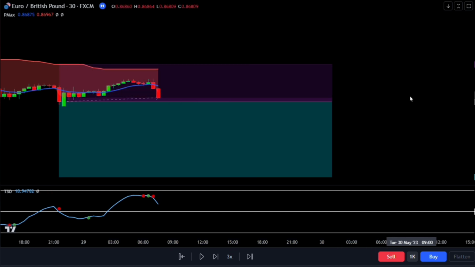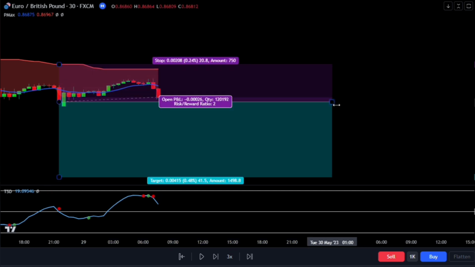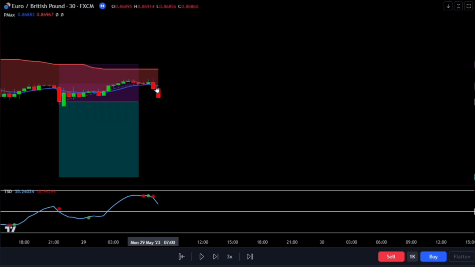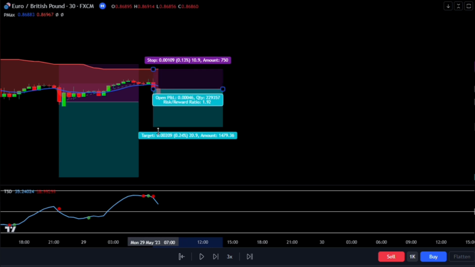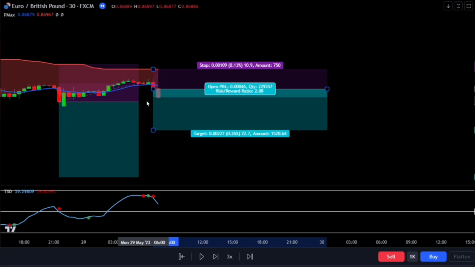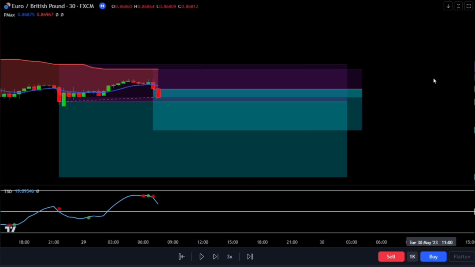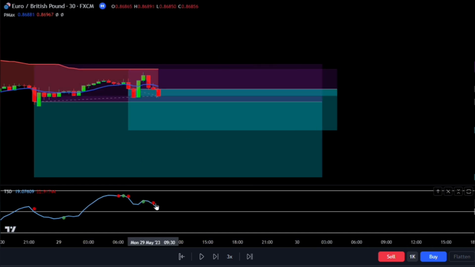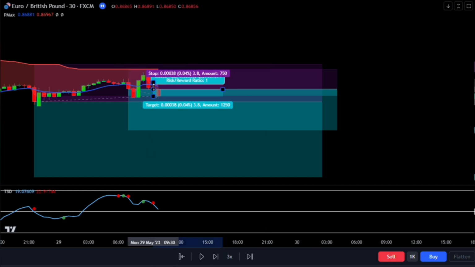Shortly after that, another signal meets our entry conditions. The signal appears on the upper channel of the TSD indicator, and our PMEX indicator still shows a bearish trend. The values align with our entry rules, so we open a position at this point. Once again, we come across a valid signal that meets our entry criteria, prompting us to enter another trade.